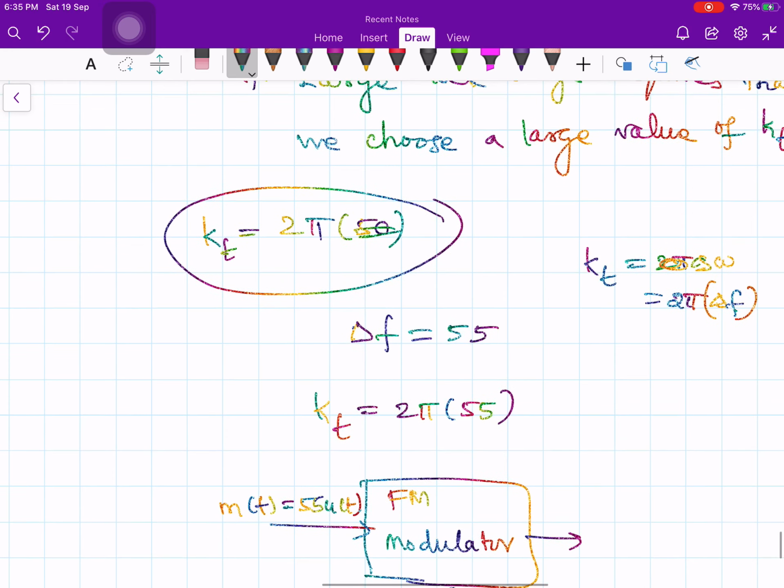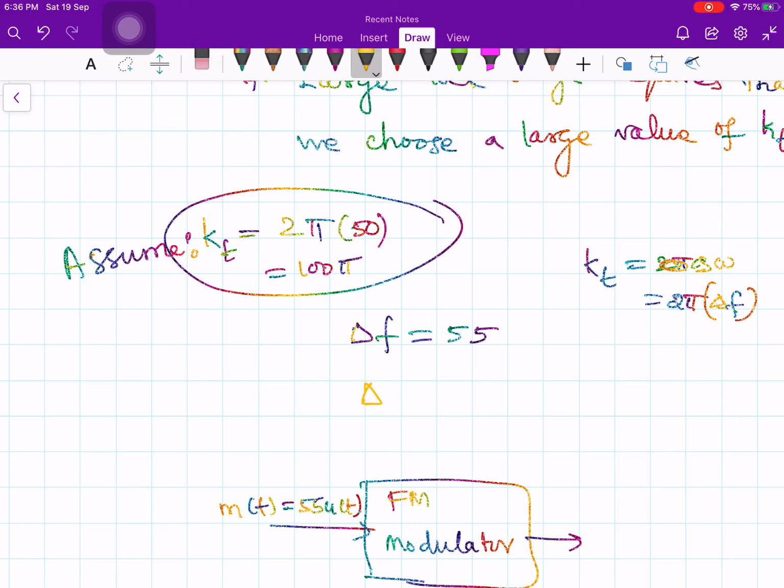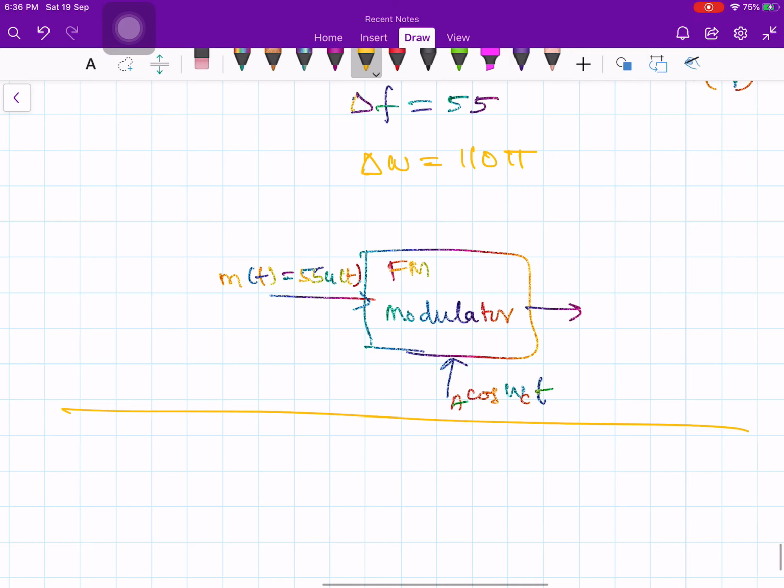Sorry, I am confusing you. Let's assume kt is equal to 50, therefore this is 100 pi. Let's say delta f is equal to 55, then what is my delta omega? Delta omega is equal to 110 pi, right? So my assumption is kt is equal to 100 pi. Now delta omega is equal to 110 pi, so this delta omega is greater than kt.